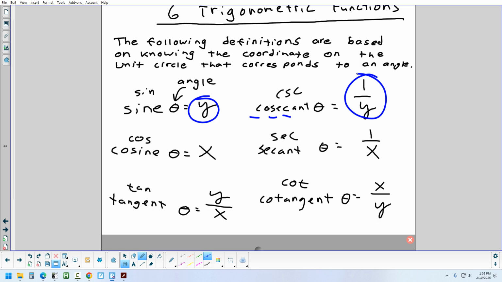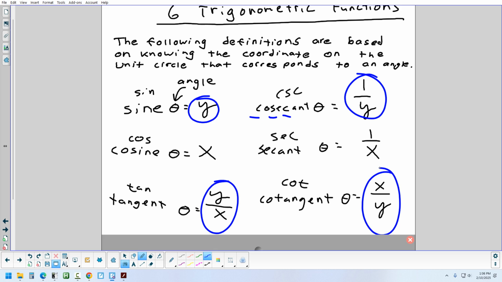It's the reciprocal. Yeah, it's the reciprocal. If you take the tangent and you flip it, you get the cotangent. So really, you only have to memorize the three on the left, and then you automatically know the three on the right, because it's just the reciprocal.